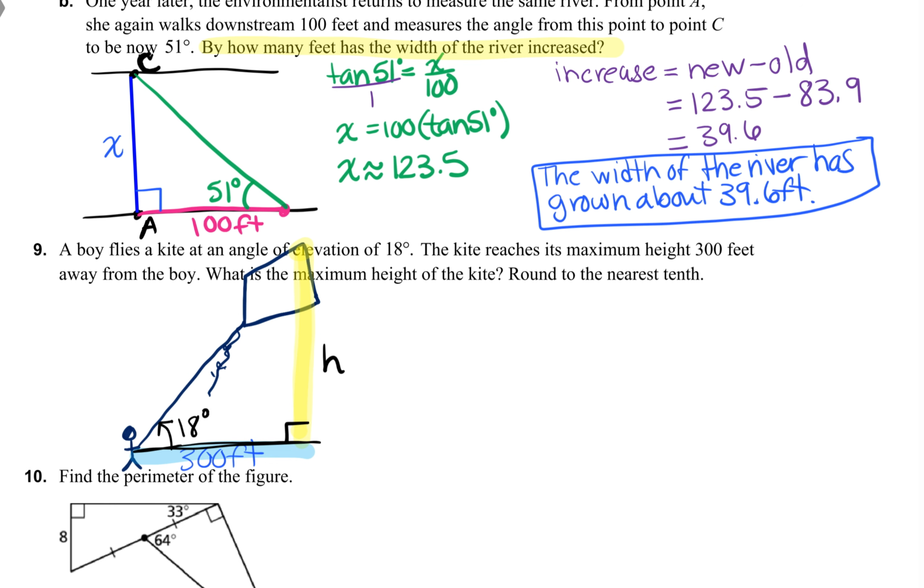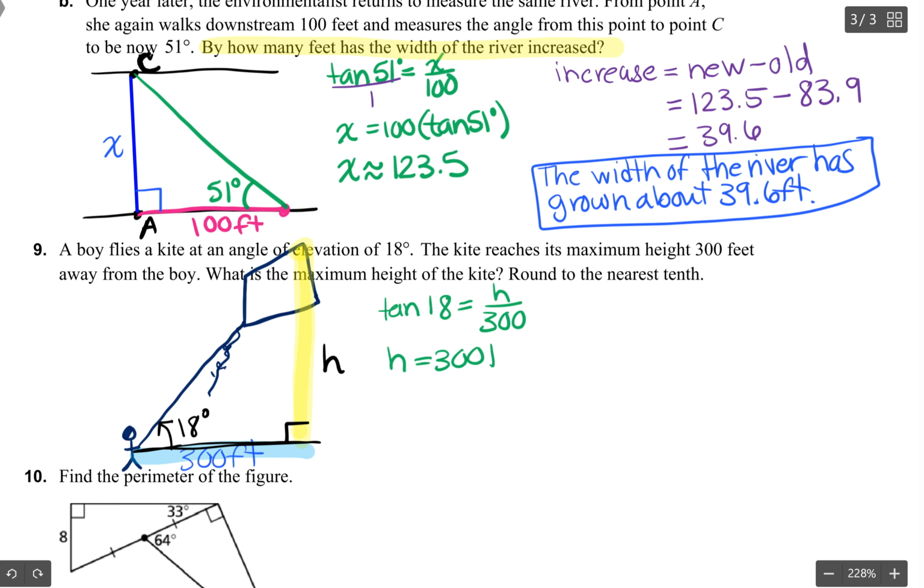So since the H is across from the 18, that's the opposite side, and the 300 is the adjacent side, we can use the tangent again. We can say the tangent of 18 is equal to the opposite, which is H, divided by the adjacent, which is 300. Then our H is equal to 300 times the tangent of 18 degrees. Calculating that on our calculators, and again, if you have to do it separately, you're going to get 300 times about 0.325. This is then about 97.5. So we'll write our sentence.